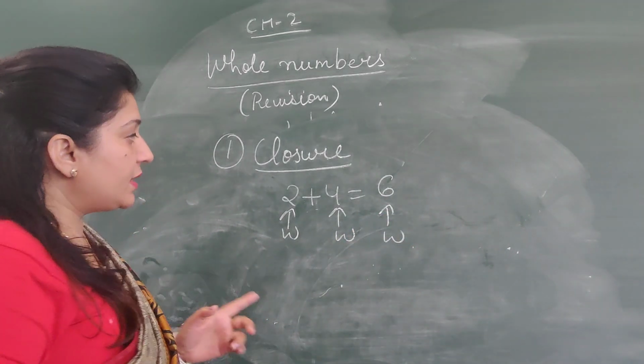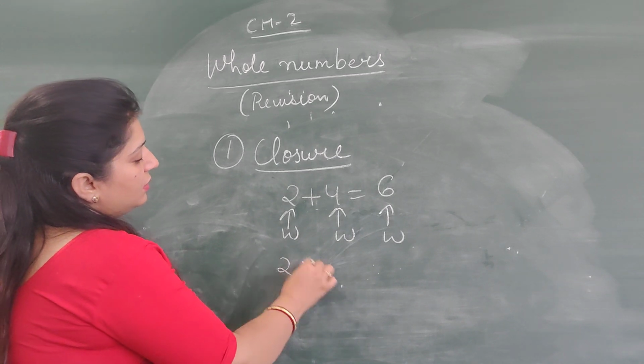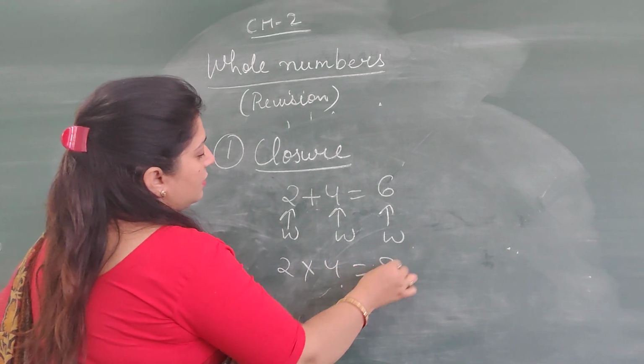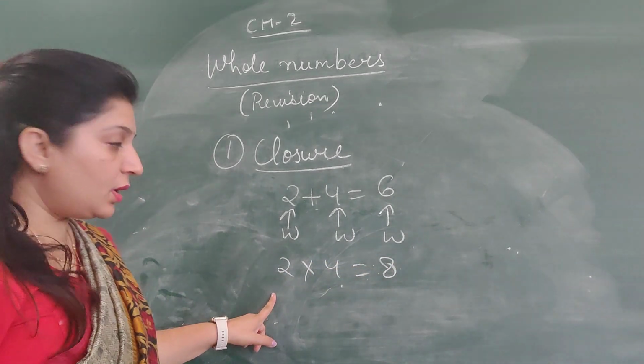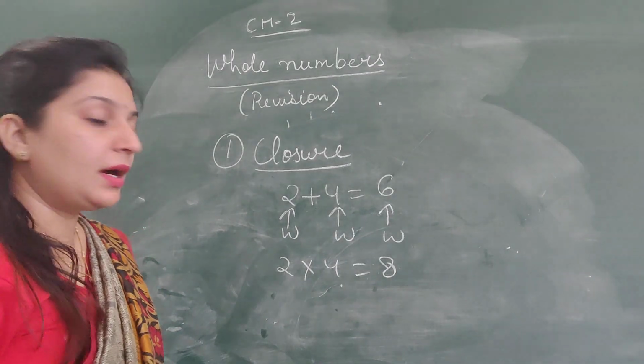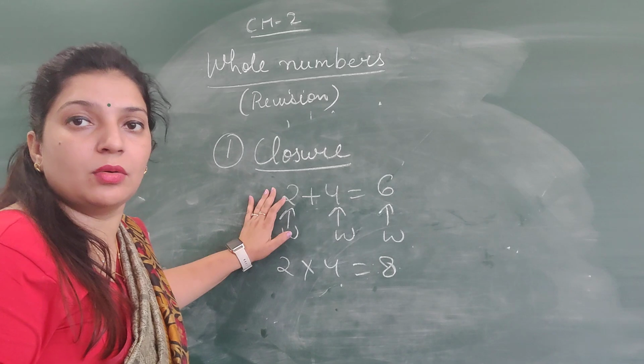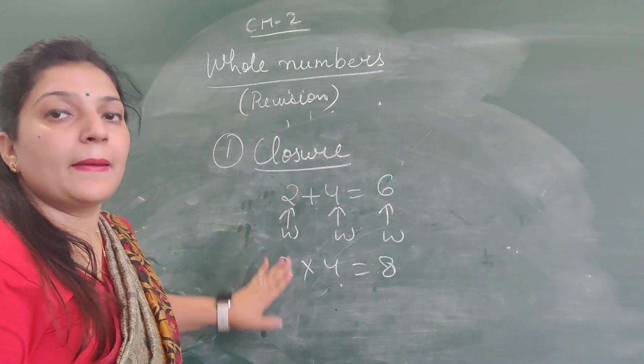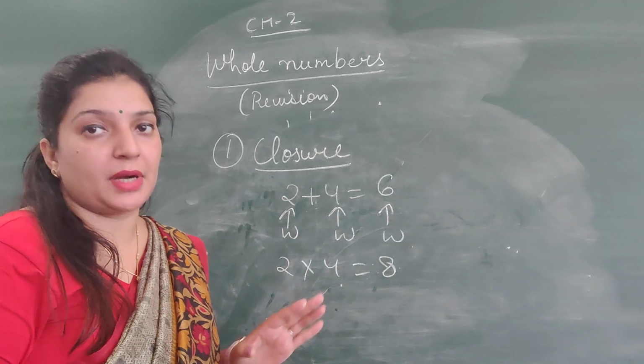Alright, second thing, for multiplication we can see. So 2 is a whole number, 4 is a whole number, and 8 is a whole number. Therefore, we can say that closure property holds true for addition and multiplication, but not for subtraction.